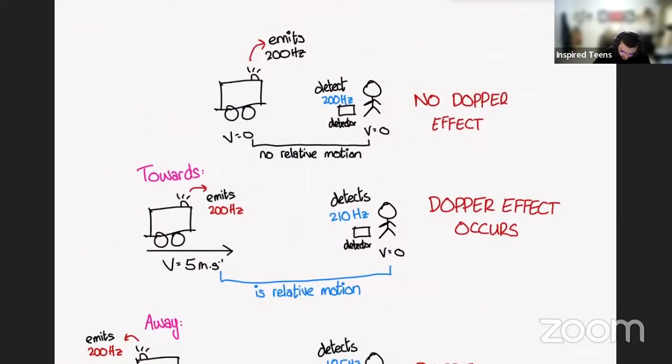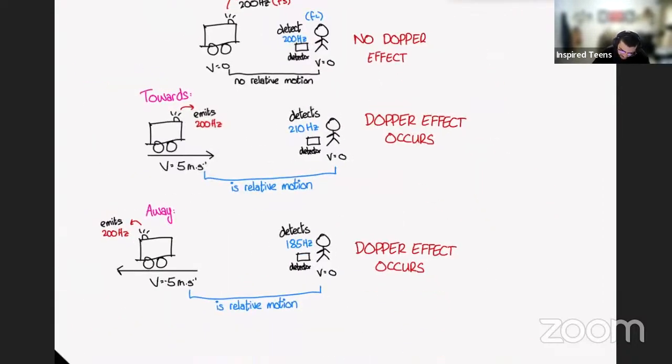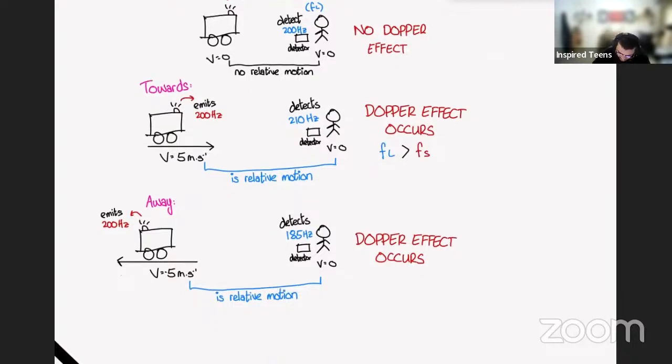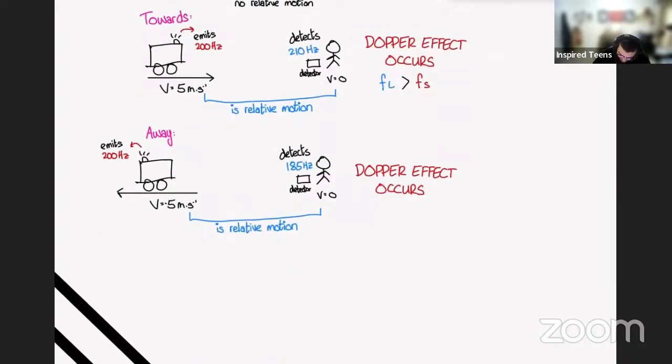Okay, and we said when it's moving towards, then we call this, we'll discuss these terms in a bit, let's just call this guy FS, frequency of the source. And let's just call this guy FL, frequency detected by the listener. So in this case here, the frequency detected by the listener is actually greater than the actual frequency of the source. That's what happens when it moves towards. And in this case, the frequency detected by the listener is actually less than the frequency of the source.